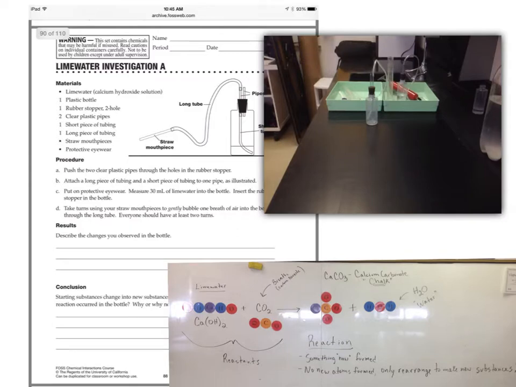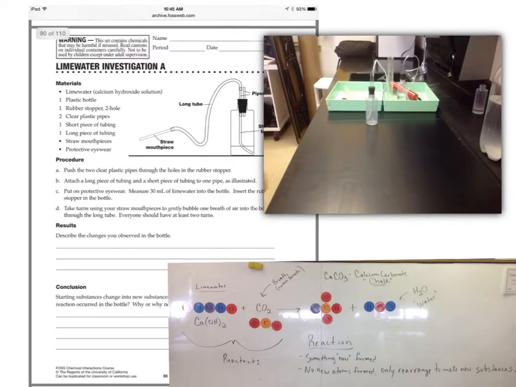Okay, so then in class we did the lime water investigation, and the reason for doing this lab was to understand what a reaction is. So I'm going to walk you through this lab.